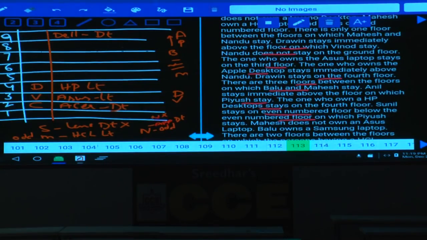Now this Sunil stays below this one, isn't it? Hence, what are the positions of this Sunil and this one? Piyush and Sunil. Sunil is on the immediate even number floor below this Piyush, who is also living on an even number floor. Piyush is on an even number floor, and Sunil is on the immediate even number floor below. Who? Sunil. It can be 8 and 6, 6 and 4, or 4 and 2. 4 and 2 is not possible because D and C were already there. And Sunil must be on the 6th floor and Piyush must be on the 8th floor.